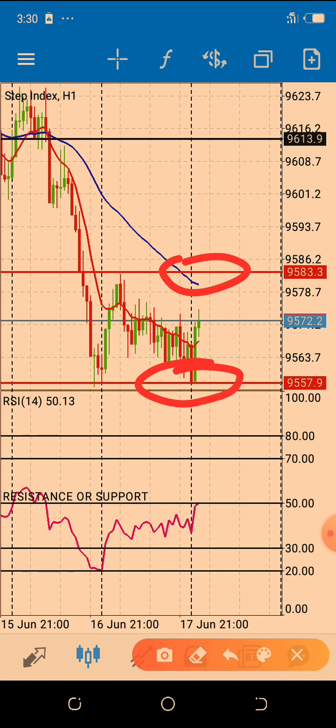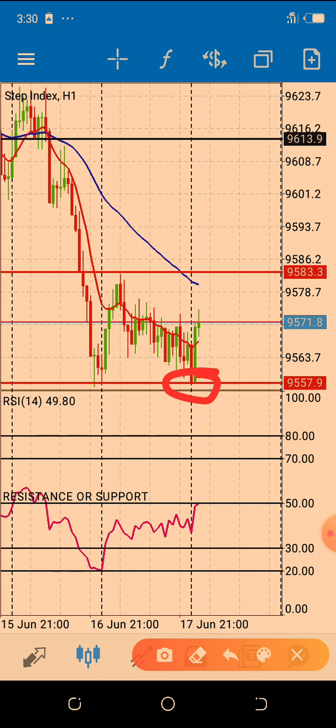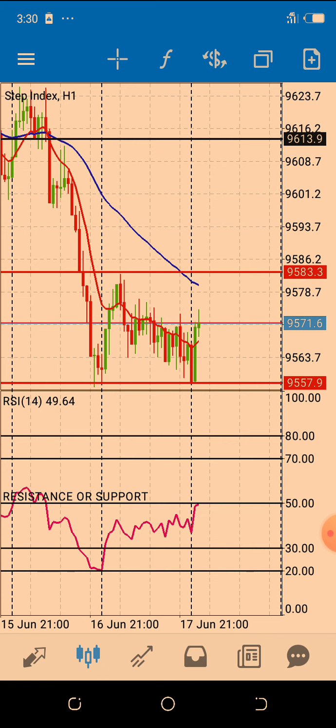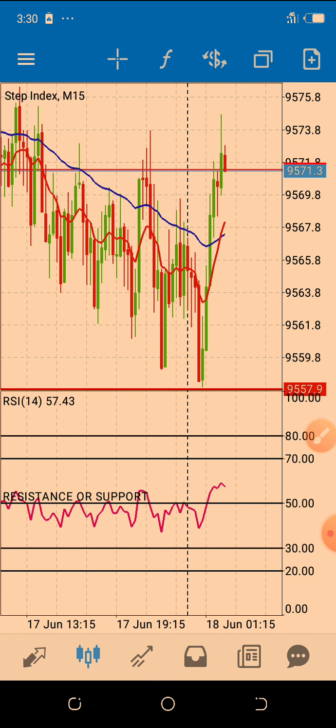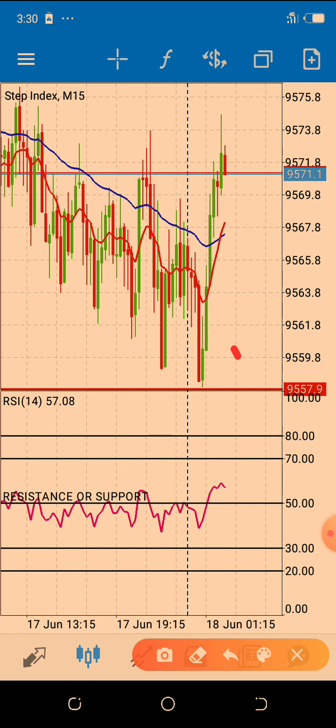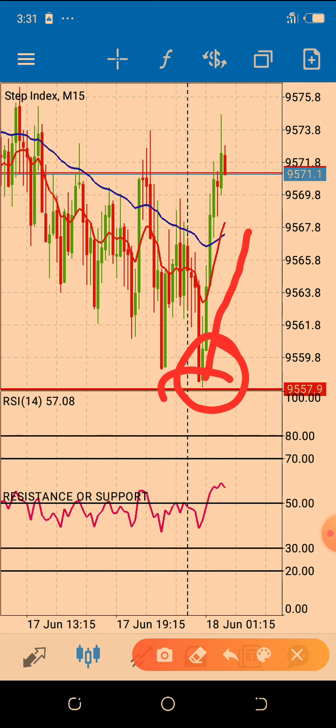I was asleep, so I missed this particular entry, this bullish candle. This is it, this bullish candle. I missed it. This is where I take entries from, coupled with the fact that it is sitting on this support, a key area.